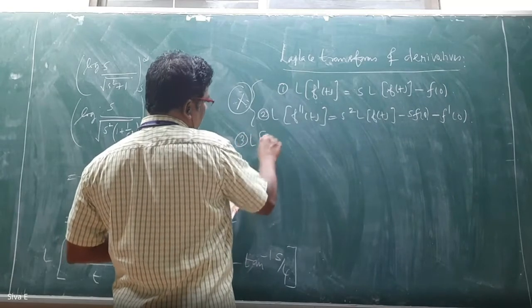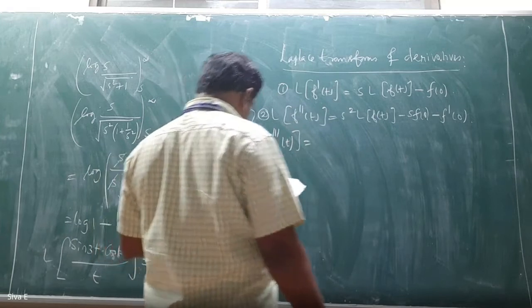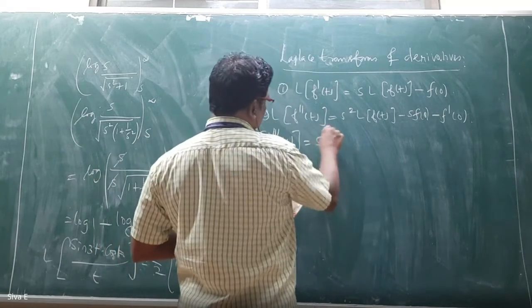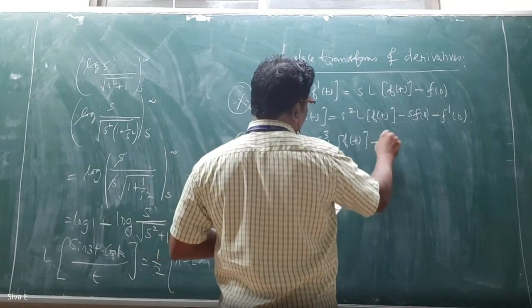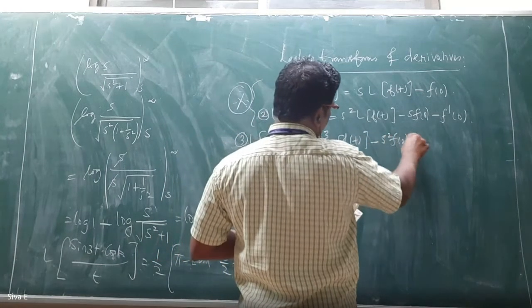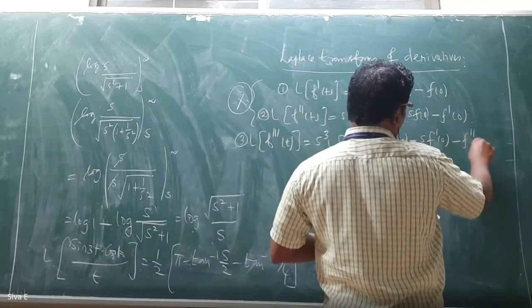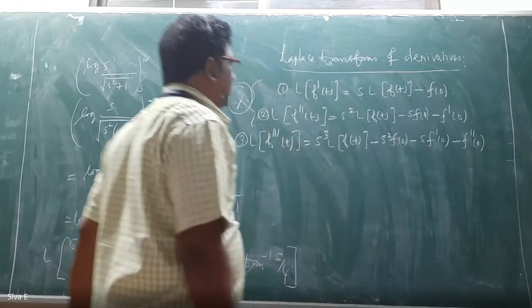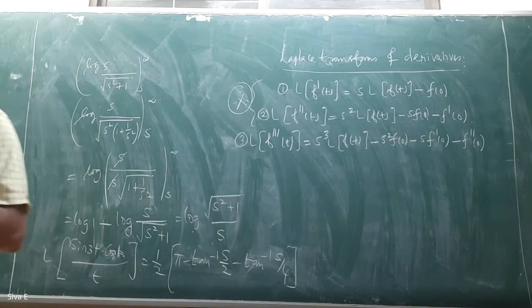Third one, L of f triple dash of t equal to s cube L of f of t minus s square f of 0 minus s into f dash of 0 minus f double dash of 0. This is the Laplace transform of derivatives.